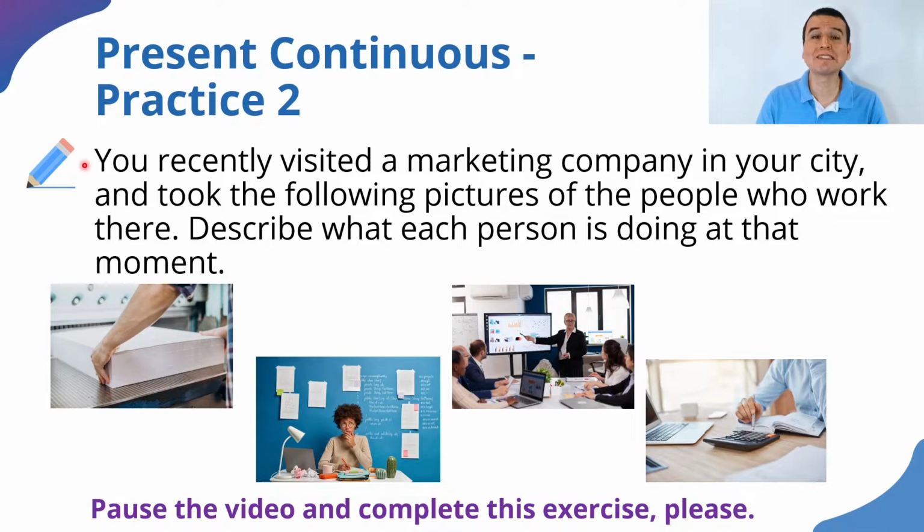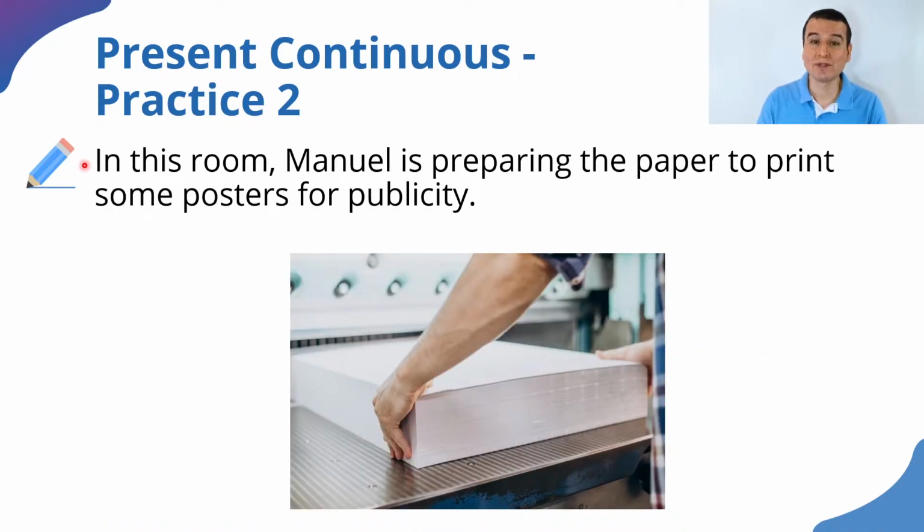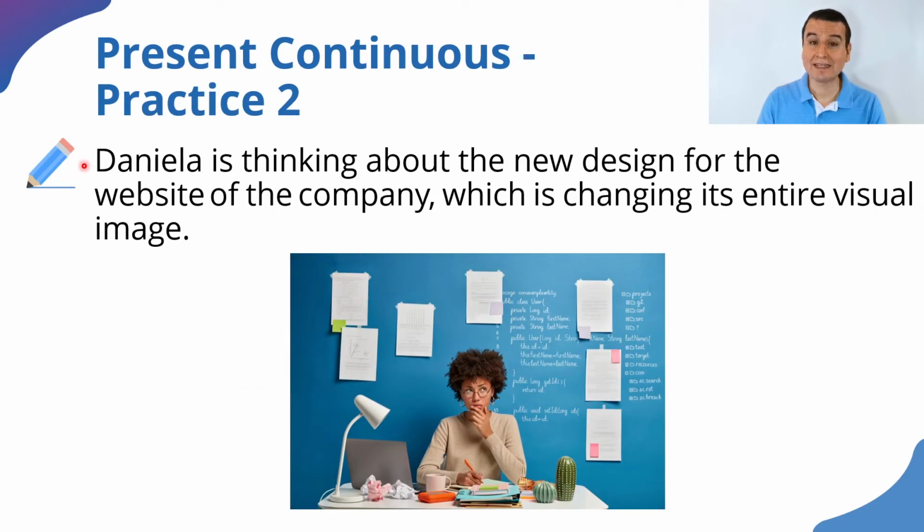And here I have some sample answers. Of course, they will not be necessarily the same that you had, but they will give you an idea about what the person is doing in that picture. All right. Here we have an example, the first one. In this room, Manuel is preparing the paper to print some posters for publicity. So what is he doing? He is preparing the paper. Okay, wow, that's a lot of paper. Yeah. Next, Daniela is thinking about the new design for the website of the company.